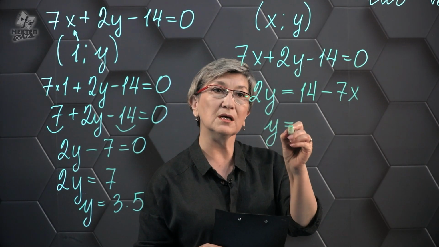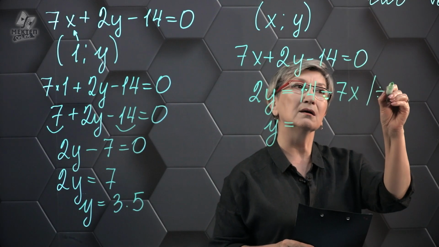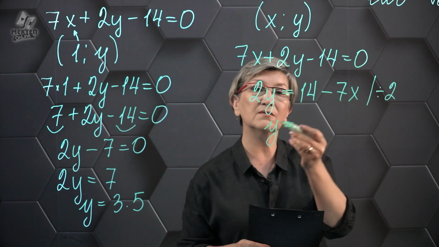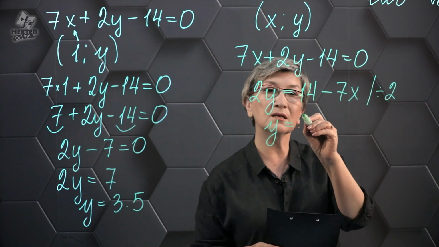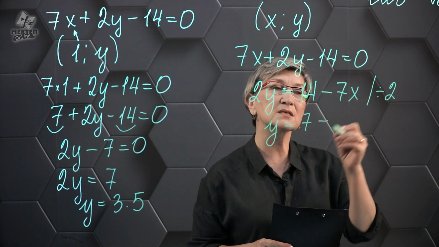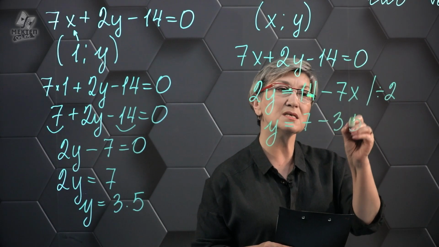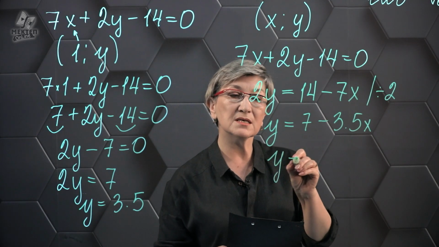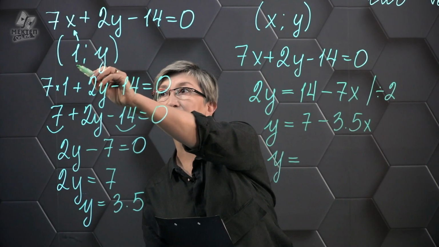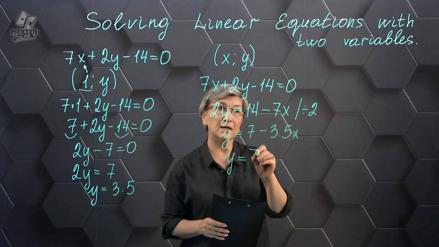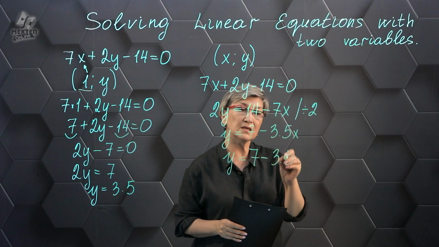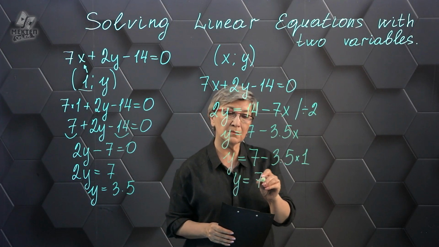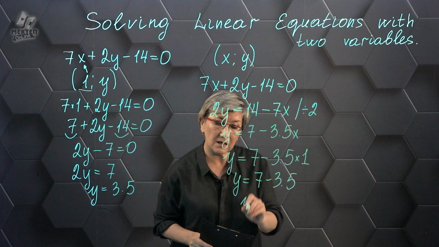In order to get it, I have to divide each summand by 2. The result is 2y divided by 2 is y. 14 divided by 2 is 7. And 7x divided by 2 is 3.5x. Now, using this notation, I can find the value of y if x is 1. Then I'll substitute 1 for x. And as a result, we get that y is 7 minus 3.5, and y will equal 3.5.